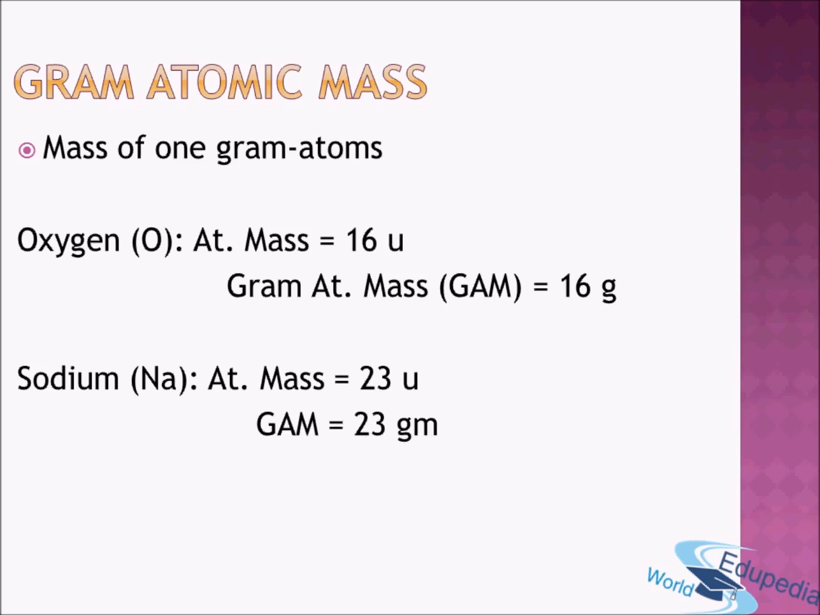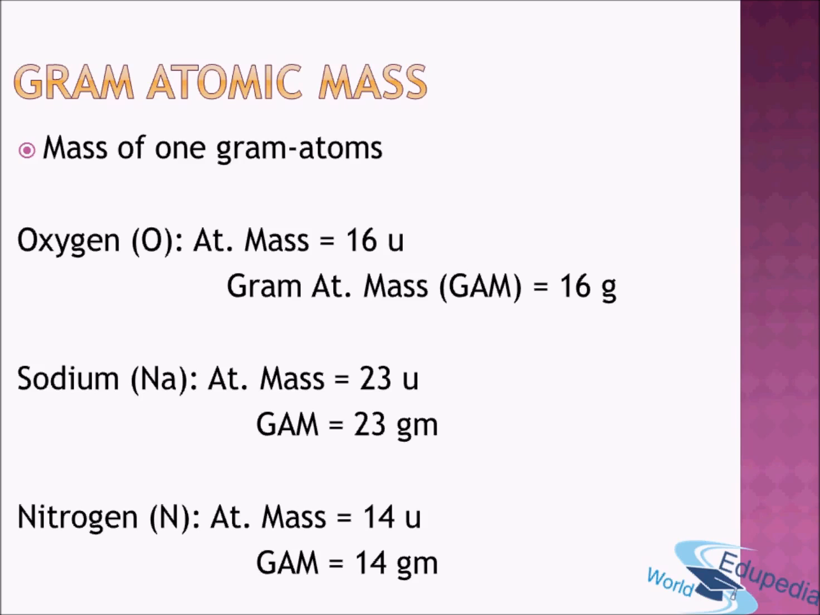The difference between atomic mass and gram atomic mass is the number of atoms. Atomic mass has one single atom. Gram atomic mass generally refers to 1 mole of atoms. Not generally, always it refers to 1 mole of atoms. Similarly nitrogen. Now likewise we can also define gram molecular mass.